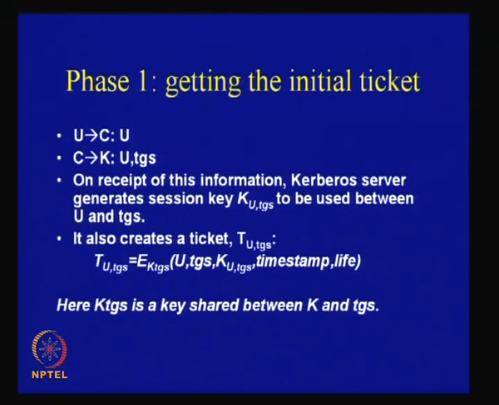Okay. So on receipt of this information, the Kerberos server generates the session key KUTGS, which is to be used between the user and the TGS. The KUTGS is the session key. And it also creates a ticket TUTGS, for user U to communicate with the ticket granting service. The ticket comprises the identifier of the user U, the identifier of the ticket granting service, and also the session key KUTGS, along with the timestamp and the life of this ticket. So there is a kind of life or an expiry date of this ticket. And this entire ticket is encrypted by KTGS, which is a long term key maintained by the Kerberos server for the ticket granting service. So KTGS is a key shared between K and TGS. So it is again a long term key.